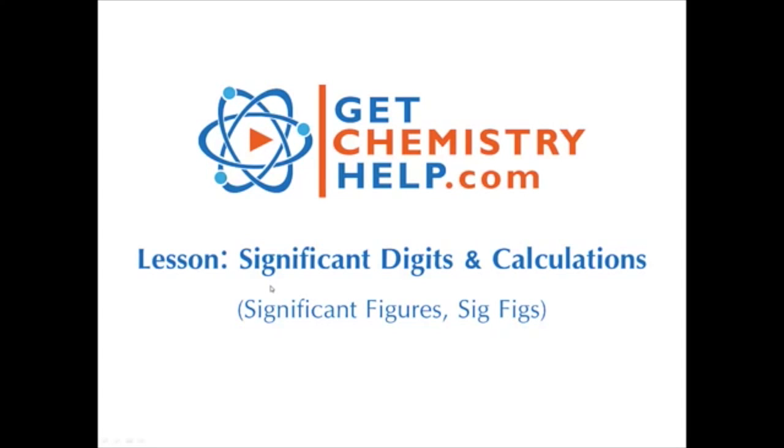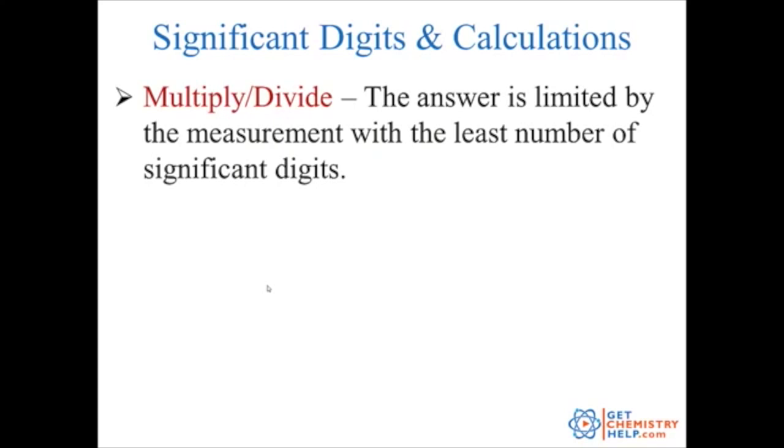Well, really, it's going to depend on what kind of calculation you are doing, because we're going to see that the rules for multiplying and dividing are different from the rules for addition and subtraction. So when you multiply and divide, the rule says that the answer is going to be limited by the measurement with the least number of significant digits. Okay, so what does that mean?